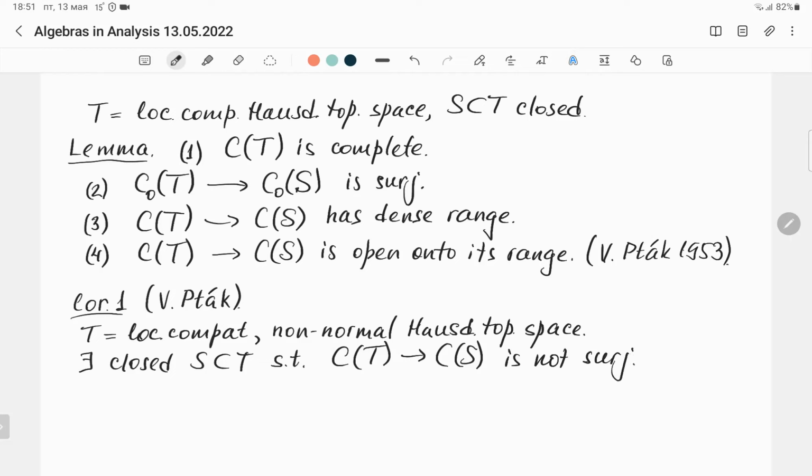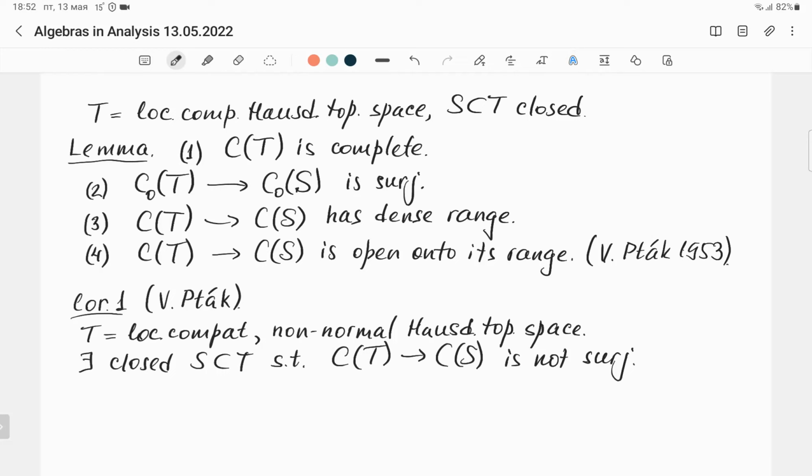Well, indeed, T is not normal, so there are two disjoint closed subsets in T which cannot be separated by open neighborhoods. And so they cannot be separated by a continuous function. So there is no continuous function on T which is identically 1 on the first closed set and identically 0 on the second one. Now we denote by S the union of these two sets, and we consider the function which is identically 1 here and identically 0 here. And this function cannot be extended to T. And so the restriction map is not surjective.